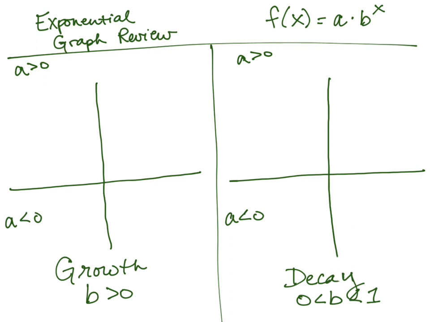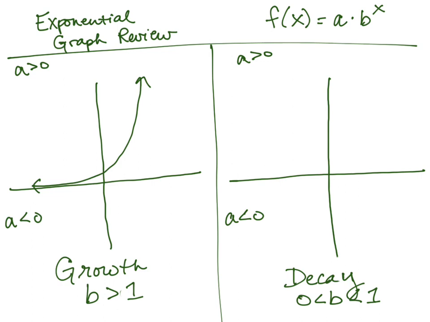Okay? So given a couple of situations, we know that if b is greater than 1, we see exponential growth. That means this function is going to get big, fast. It's increasing. Now, we have two cases for growth.